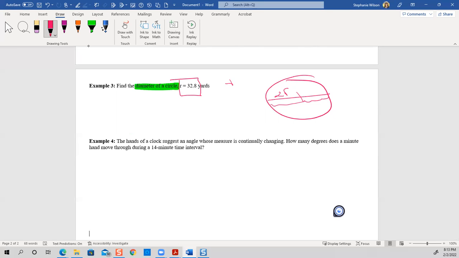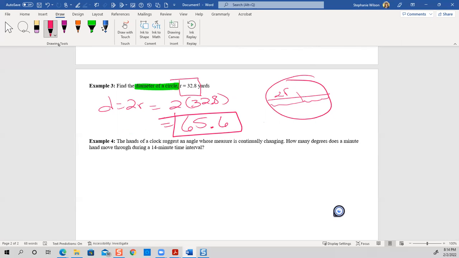Okay, so if we had a diameter and we wanted to know what the r was, then that means we'd have to divide the diameter by 2. All right, but in this case here, we're just looking for the diameter. So my r here, let's write our formula. D equals 2 times r, 2 times 32.8. And that would equal 32.8 times 2 is 65.6. And that is my diameter of that circle.